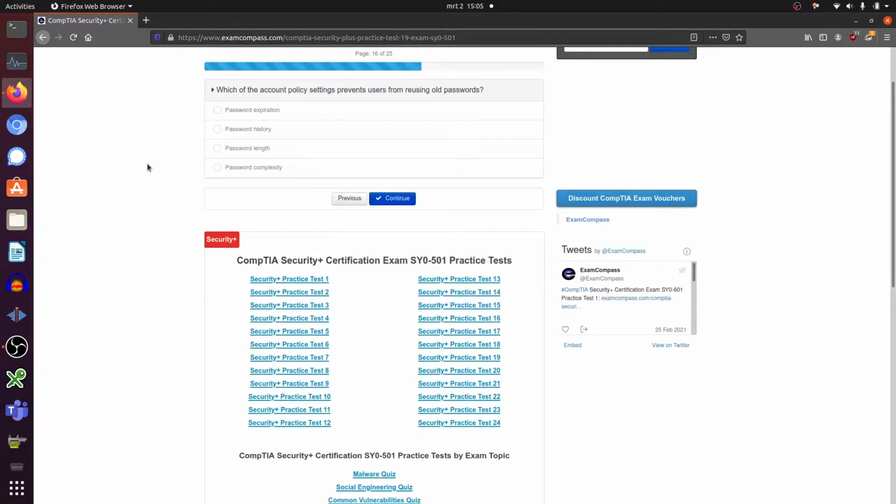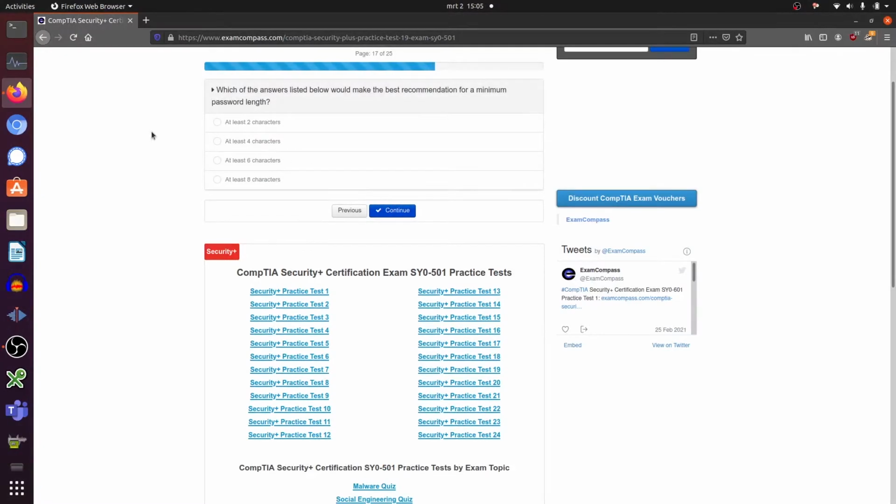Which of the account policy settings prevents users from reusing old passwords? Yeah, that's basically what I just talked about, password history. Which of the answers listed below would make the best recommendation for a minimum password length? The more the better, so at least 8 characters.